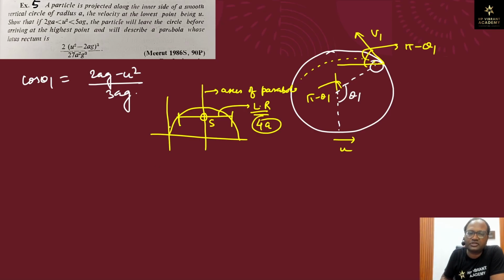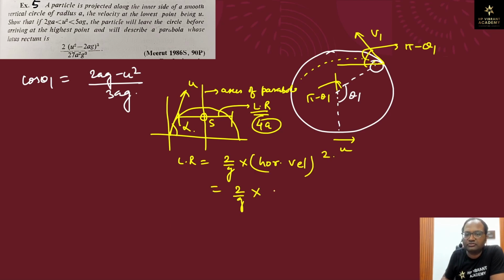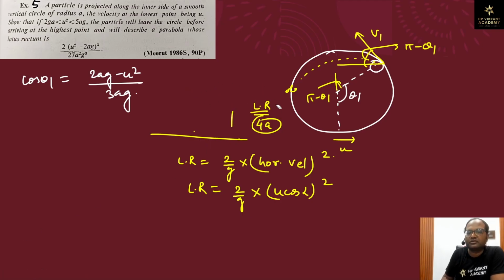In case of projectile motion, suppose the initial velocity is u at an angle of alpha, the latus rectum is given by 2 upon g into the horizontal velocity whole square. So this is 2 upon g into (u cos alpha, the horizontal velocity) whole square. This is the latus rectum. So let us use this in solving this particular question.